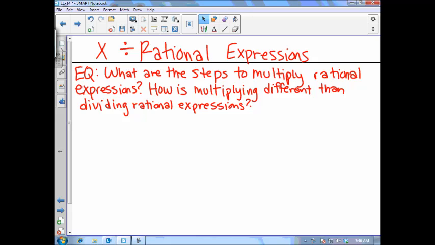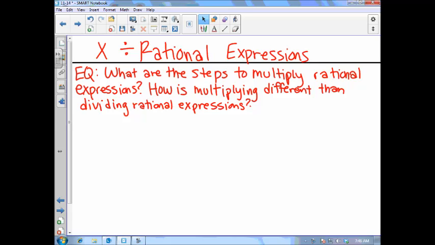The title is Multiplying and Dividing Rational Expressions. Last time we did Simplifying Rational Expressions. So our next test will be on simplifying, multiplying and dividing, and adding and subtracting rational expressions.